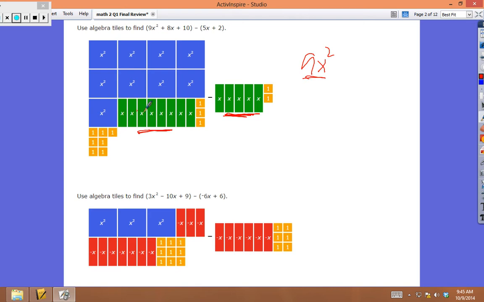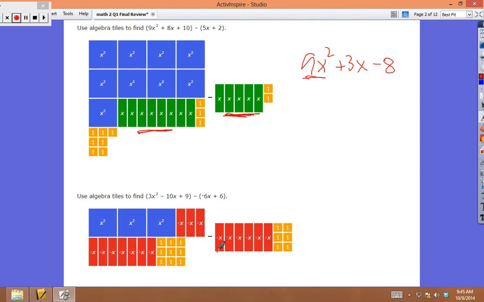But these green ones, 1, 2, 3, 4, 5, 6, you have 8 here. Take away 5 here, so it's going to be 3 x's, and then your 1's, you have 10 1's, take away 2 1's, so it's going to be 8 1's.